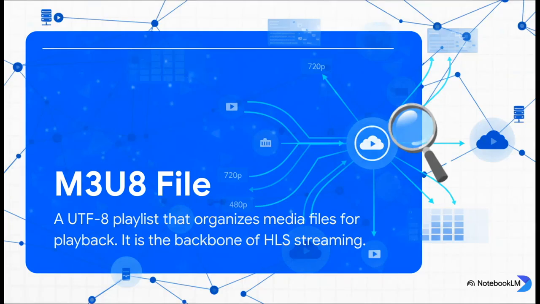At its heart, an M3U8 file is really just a simple text file. That's it. But its real power comes from its encoding, UTF-8. Now that might sound technical, but all it means is that it's a universal standard. It ensures your video will play reliably, whether you're watching on your phone, a laptop, or a smart TV. And that universal compatibility, that's exactly why it's the backbone of modern streaming.